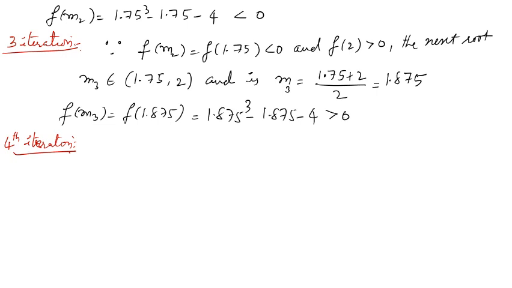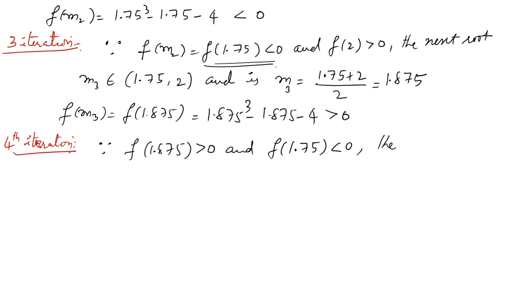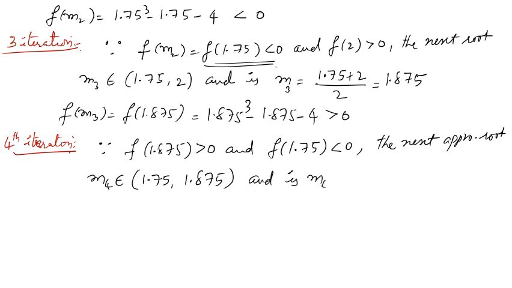Here, since f of 1.875 is greater than 0, and in the third iteration f of 1.5 is negative and f of 1.75 is negative, the next approximate root, what is that? m4 belongs to what interval? 1.75 comma 1.875. And m4 is equal to 1.75 plus 1.875 by 2. Okay, this is 1.8125.